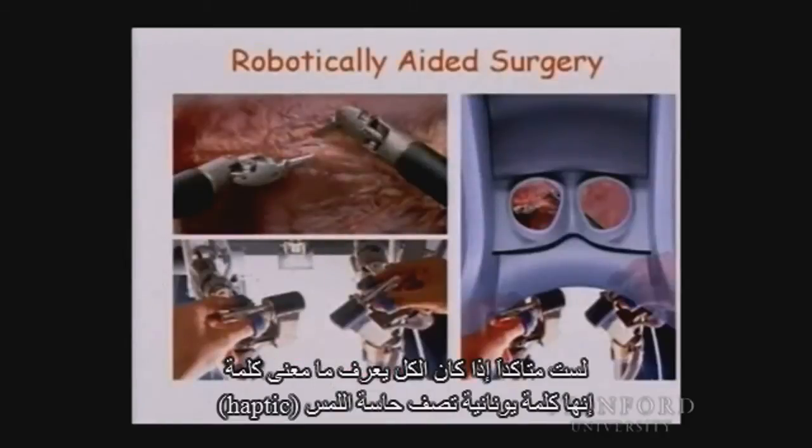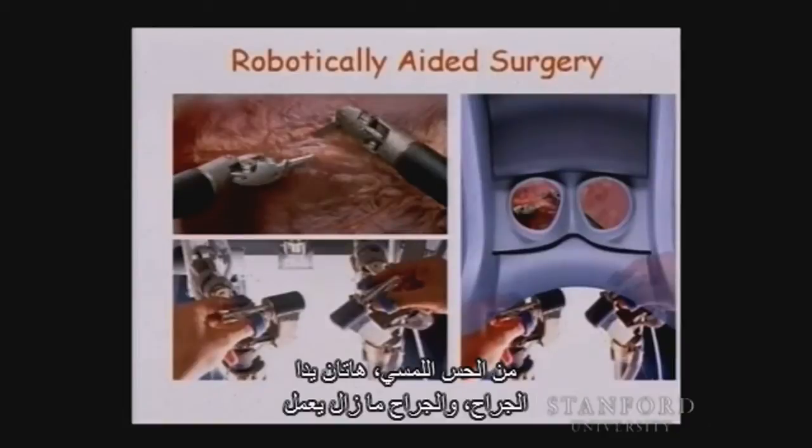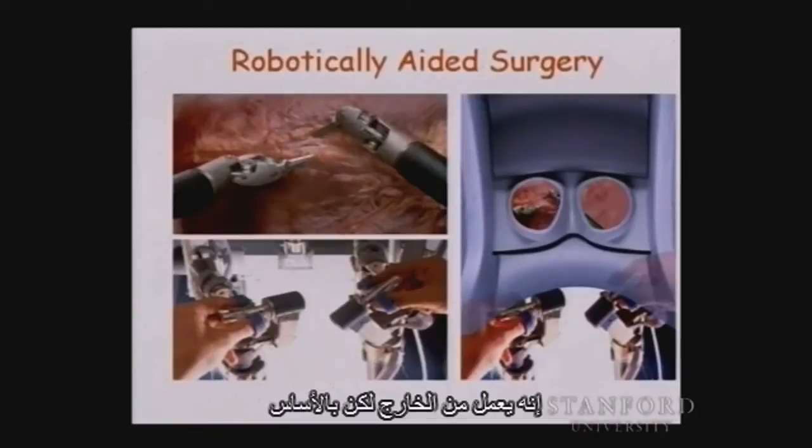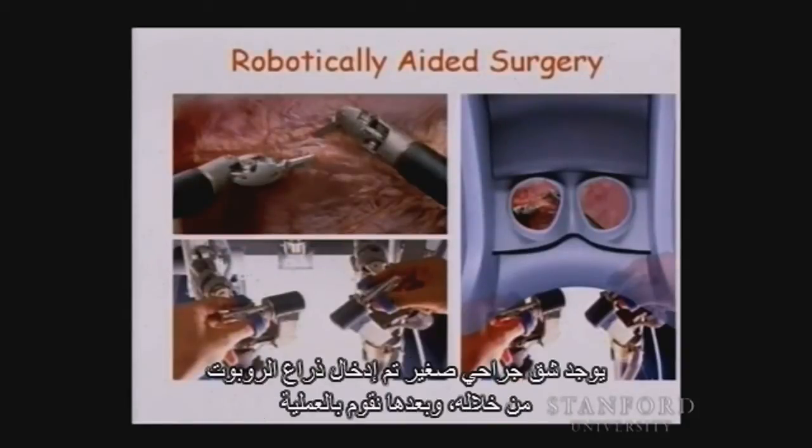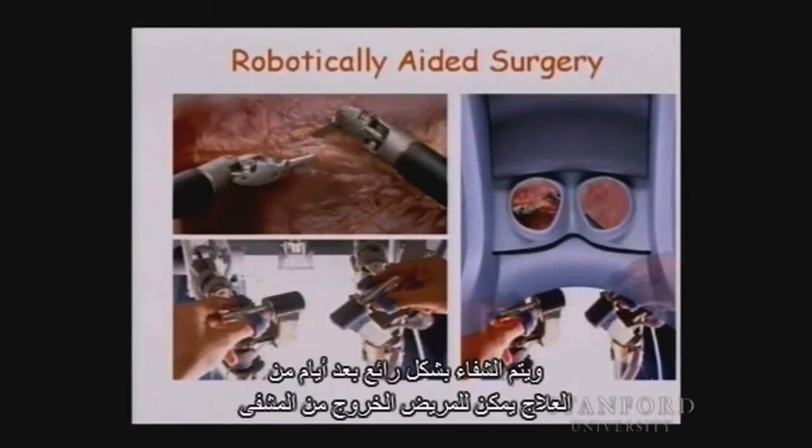And from haptics, so here are the hands of the surgeon, and the surgeon is still operating. So he is operating from outside, but essentially the robot is inserted, and instead of opening the body, we have small incisions through which we introduce the robot, and then we do the operation, and the recovery is amazing. A few days of recovery, and the patient is out of the hospital.